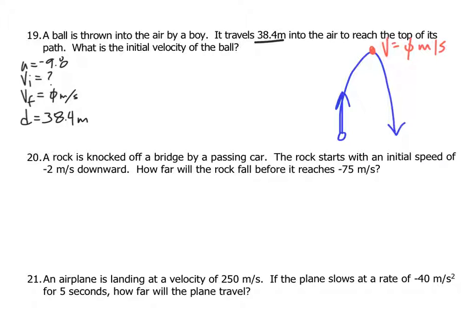When I look at what I have and find my equation, I know that A equals VF squared minus VI squared, divided by 2 times D. So now I can start plugging in everything I know. I know A is negative 9.8. VF is 0 squared minus VI, which I don't know, squared, divided by 2 times D, which is 38.4.